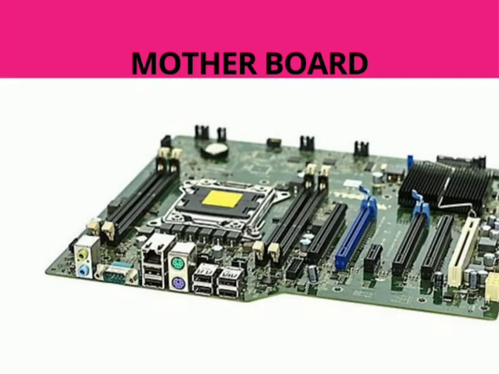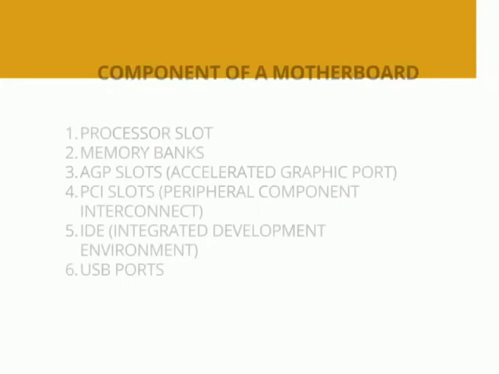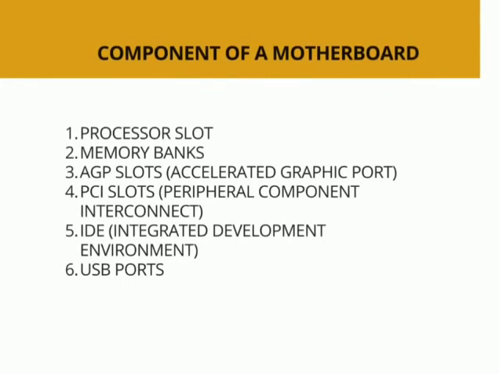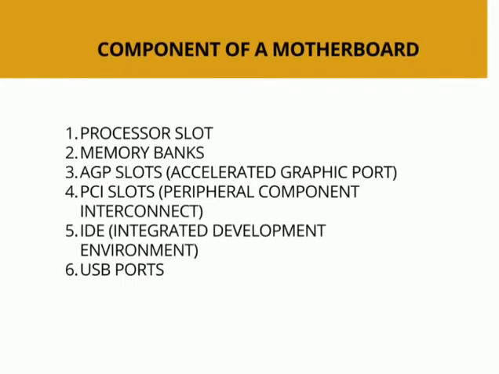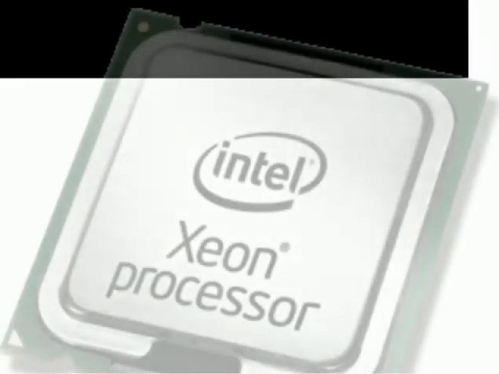It receives all connections. Components of a motherboard include the processor slot, the memory banks, the AGP slot, where AGP means Accelerated Graphics Port, the PCI, which means Peripheral Component Interconnect, the IDE, and the USB port. All this is what makes up the motherboard. Just like your mom, it is in charge of everything that goes on in the computer.